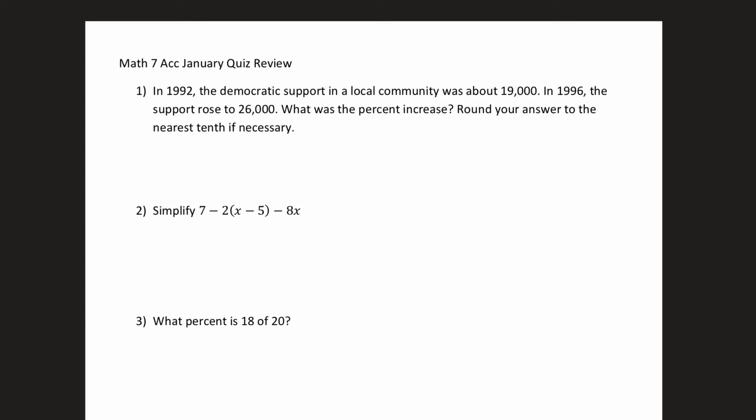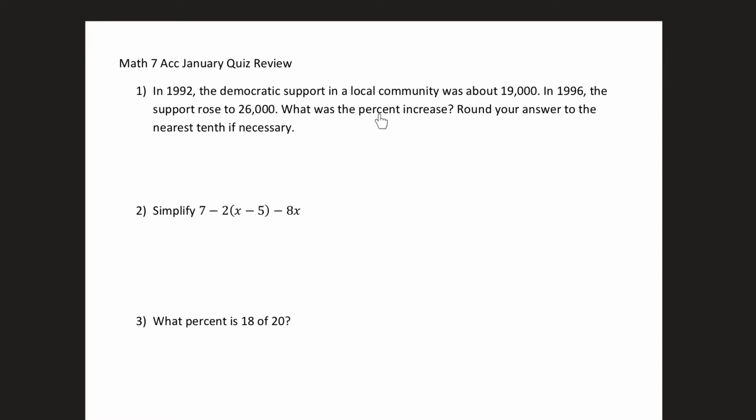Okay, I'm about to answer all 5 questions from our quiz coming up. And in this one, it says the Democratic support in a local community was about 19,000 in 1996. It rose to about 26,000. What's the percent increase? Round your answer to the nearest tenth if necessary.